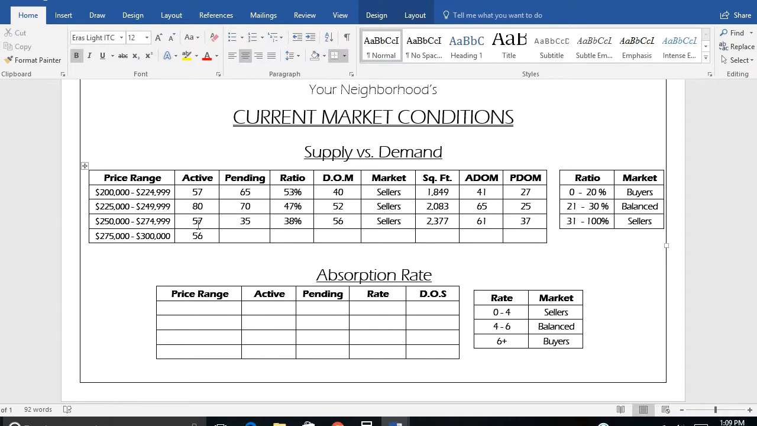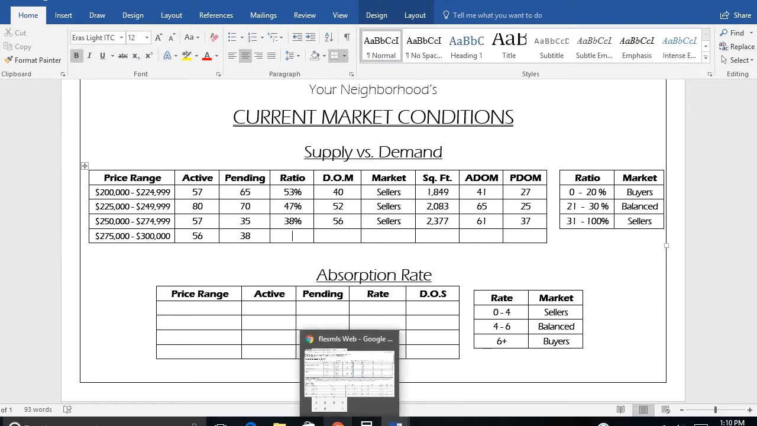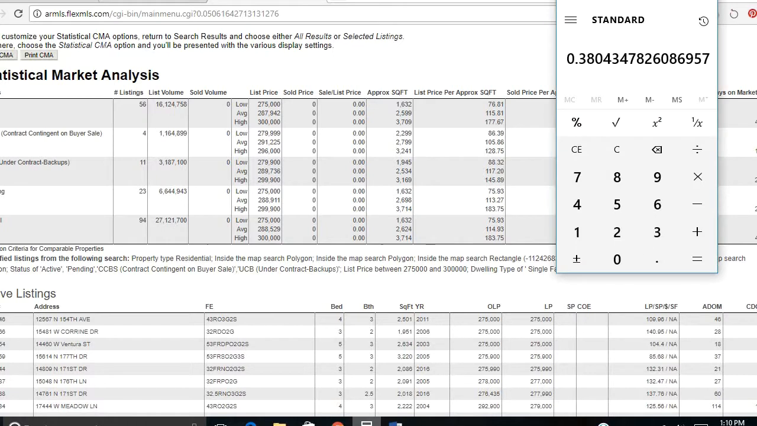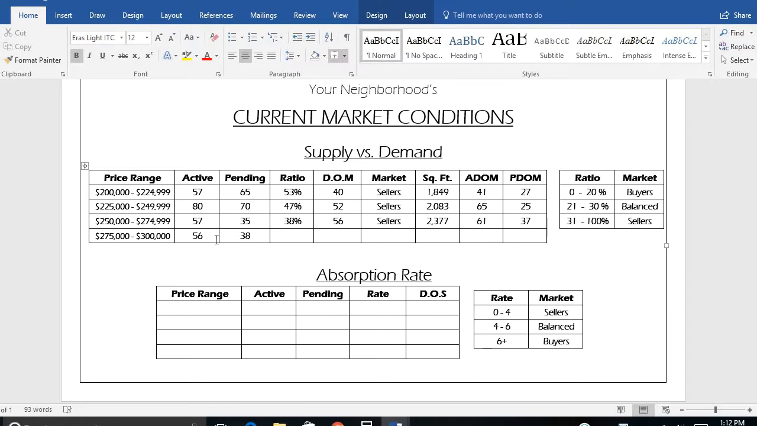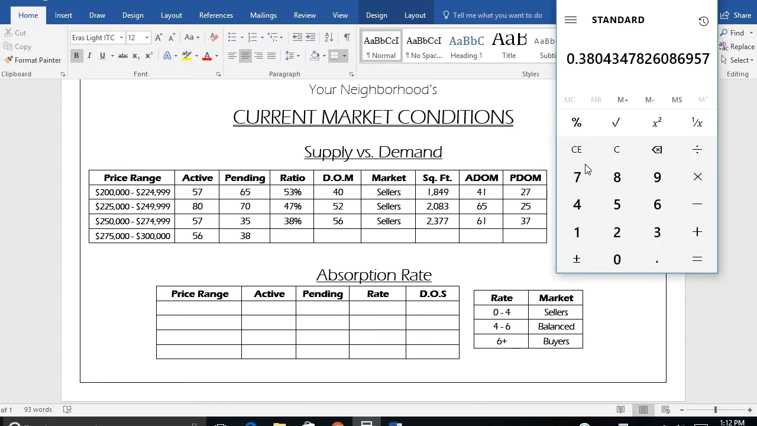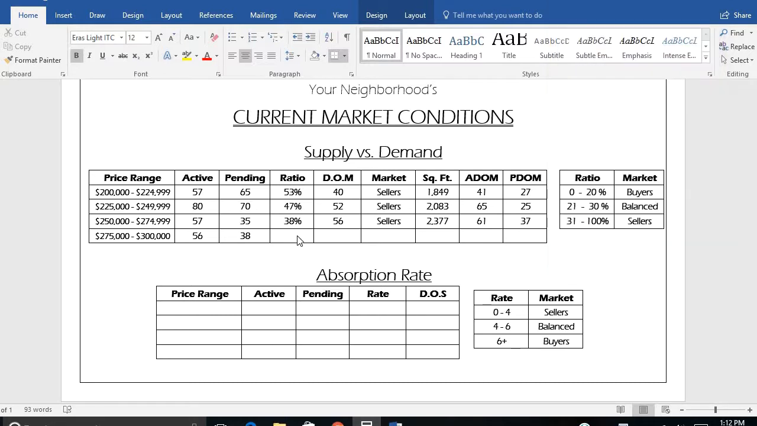56, 38. So 38 divided by, is it 94? More technical difficulties. Okay, so our ratio was 38 divided by 94. 38 divided by 94 is 40.4, so we're going to round that down, 40%. Seller's market.